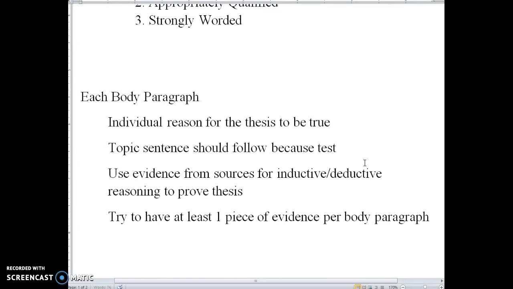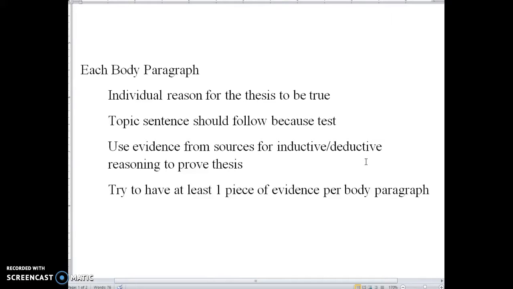From there, we're going to support the thesis, prove the thesis. If you remember, our thesis statement is at the top of our pyramid. Then we have individual reasons that the thesis is true. And then we have evidence and support to show why the reason is true and thus why the thesis is true. This is something we went over at the beginning of the unit as well. For each body paragraph, keep in mind you want an individual reason for the thesis to be true. So you should be able to look at each body paragraph and say, this is the reason that this paragraph is supporting. And that should be written in the topic sentence.